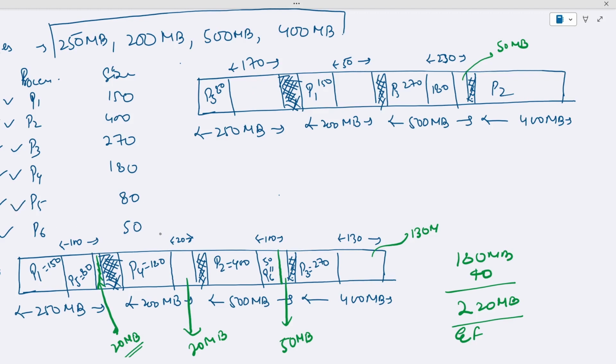P5 is also completed. P6 is 50. We can put it in either of the middle two blocks. So let's say I put P6 over here. So 50 MB is now filled.